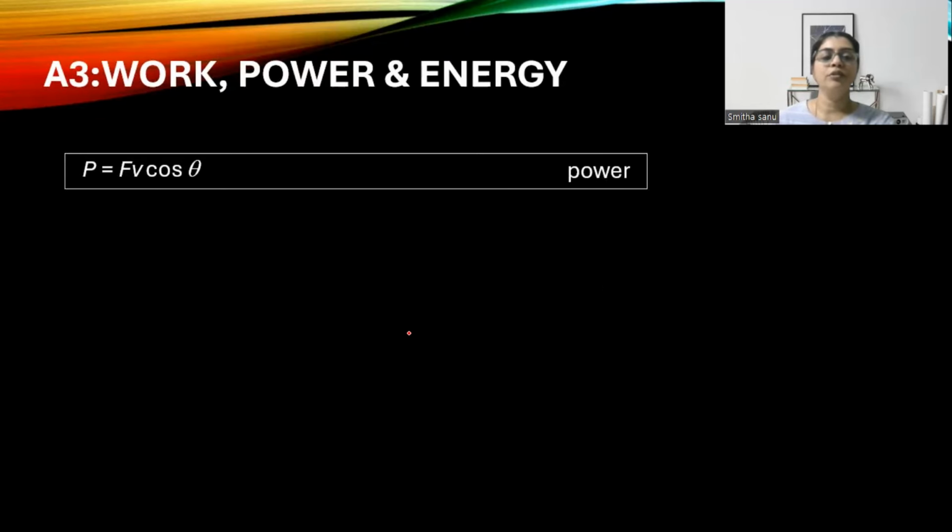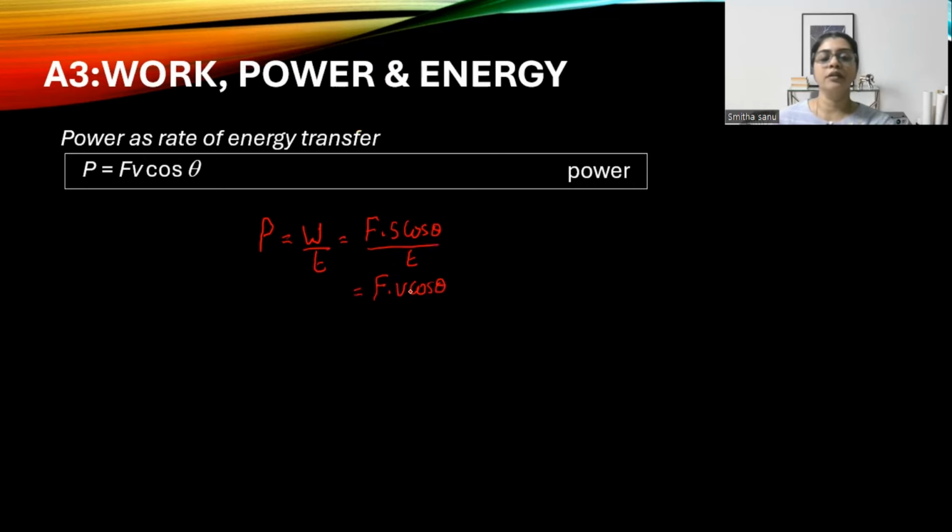Now we have to prove, we already know that power is the rate at which work is done. You are required to prove that power is also F V cos theta. So we'll start with what we know. Power is work done per unit time. So can I write work done as F S cos theta over t? And very clearly, S over t is displacement over time, which is velocity. So we can prove that power is F V cos theta, which is the required result.